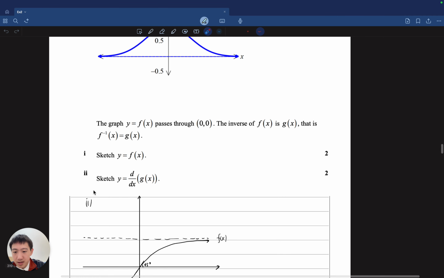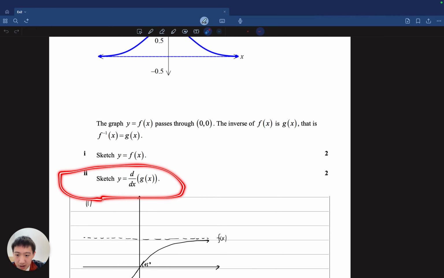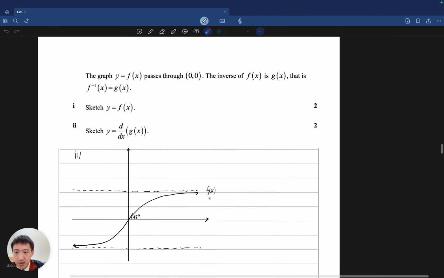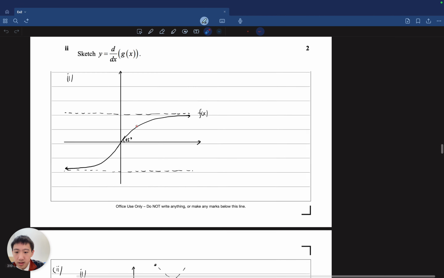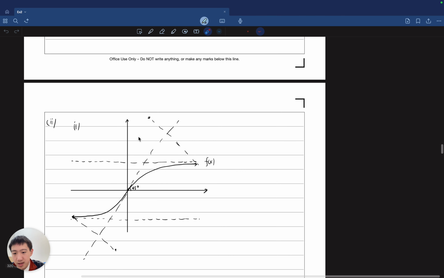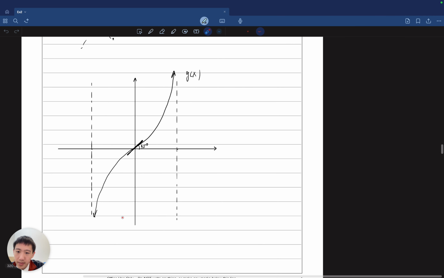Now we are supposed to sketch the derivative of g(x). g(x) is the inverse of f(x). So we have f(x), then we should draw g(x) first, and then we draw the derivative graph. It's called working sketches, right? So let's draw g(x) first. This is f(x). To draw its inverse, we flip it over y = x. This point we change to here, and then we can connect it with the right shape.